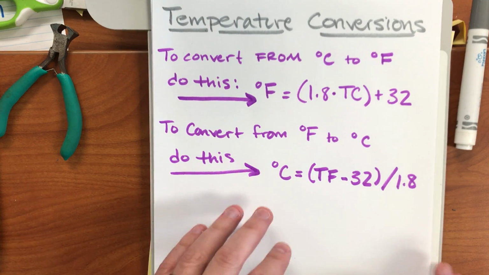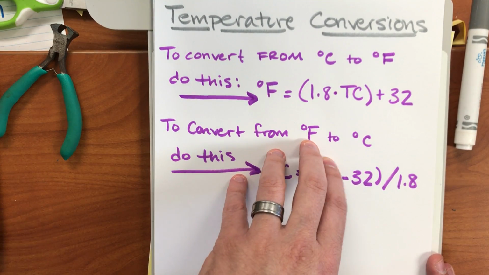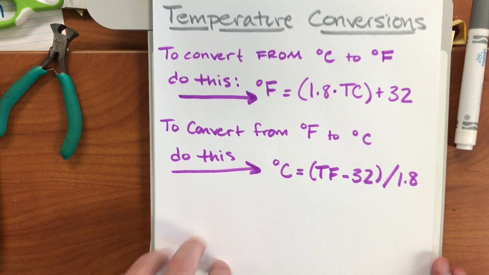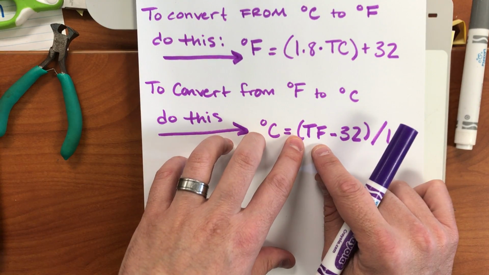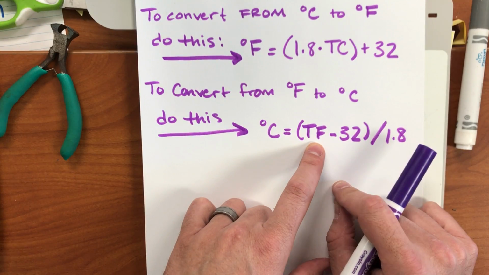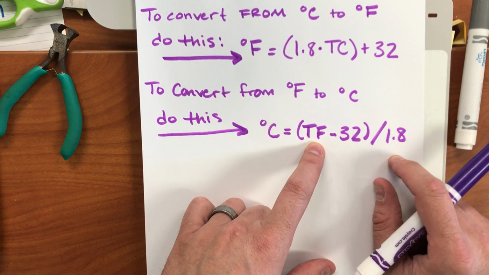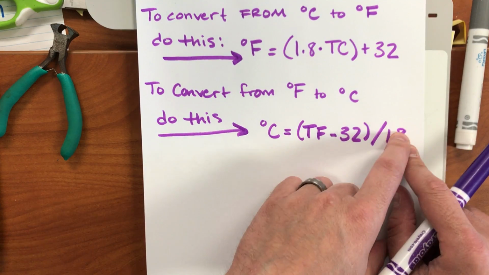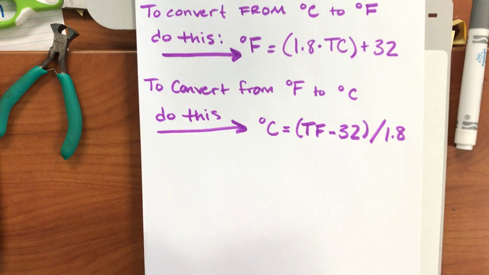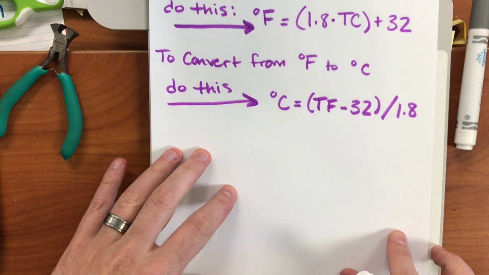On the other hand, if you want to convert from degrees Fahrenheit to degrees Celsius, all you really need to do is this. Take your temperature in Fahrenheit, subtract 32 from that number, and then push enter on your calculator, and then divide that answer by 1.8. And the number that you get will be your temperature in Celsius. Let's look at a couple of examples for that.